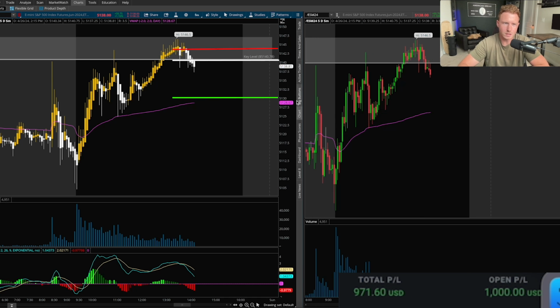All right, we're starting to get a little selling here. We've got to see if this holds or if buyers try to defend again. So again, we're going to see how this candle closes. Maybe we'll be able to move our stop depending on how this candle closes.